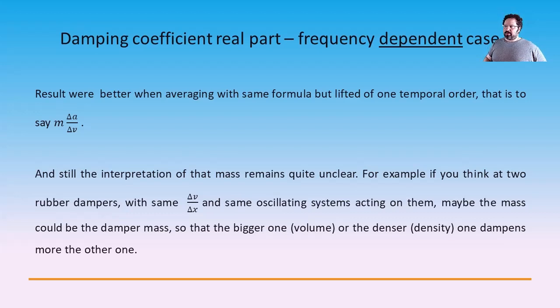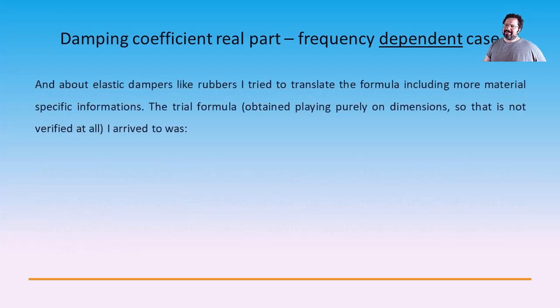For example, if you think of two rubber dampers with same ratio delta V on delta X, and same oscillating systems acting on them, maybe the mass could be the damper mass, so that the bigger one, volume, or the denser density, one dampens more than the other one. And about elastic dampers, like rubbers, I tried to translate the formula, including more material-specific information, and the trial formula obtained purely playing on the dimensions, so that is not verified at all.